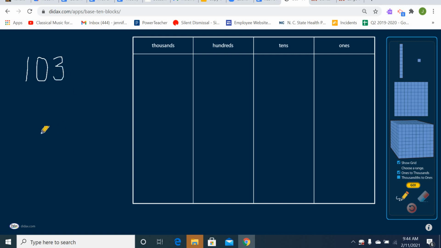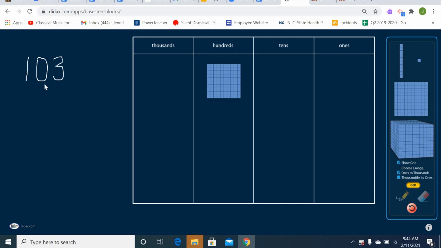So 103. Okay, let's build 103 with our base 10 blocks. Let's start with our 1. I know that my 1 is in my hundreds place, and my 1 shows me that I need one group of 100. So I'm going to bring my plane over, put it in my hundreds place.